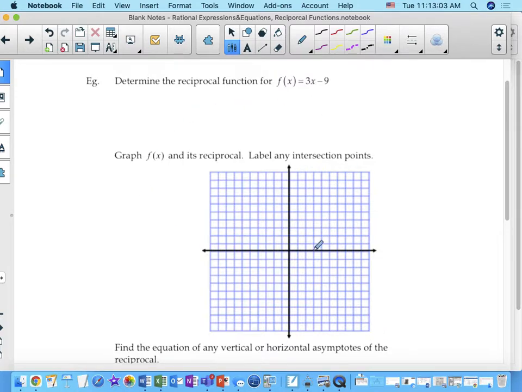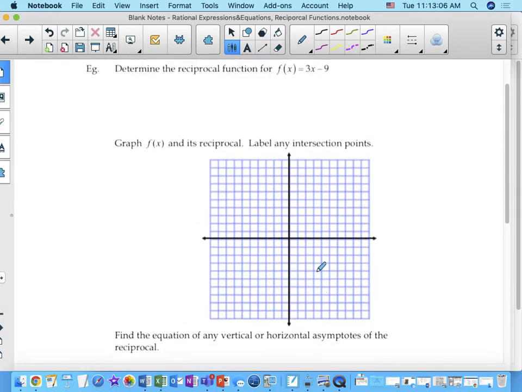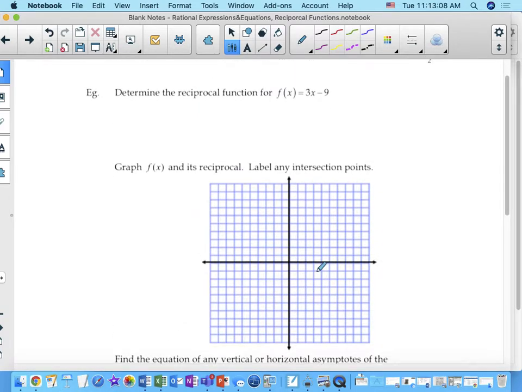All right, so the goal with this, by the way, is not to have to make a table of values every single time, because that's a serious pain in the butt. That takes a really long time. So we want to become more efficient at this. Really, what we'd like to be able to do is look at the original polynomial function and come up with the reciprocal function from that, because we're really good at graphing linear and quadratic functions at this point, hopefully.